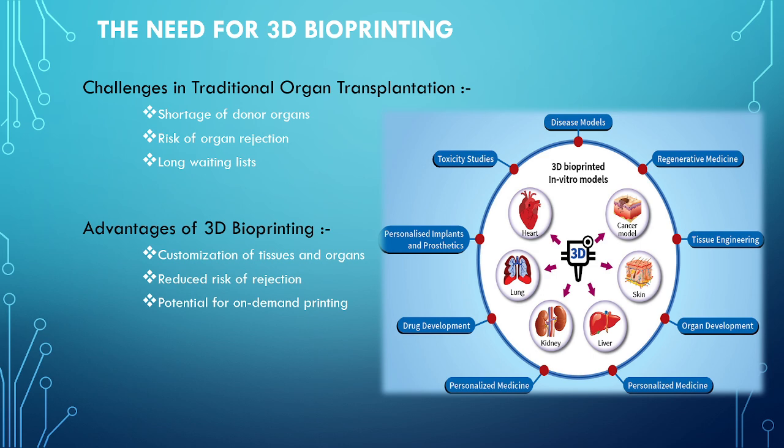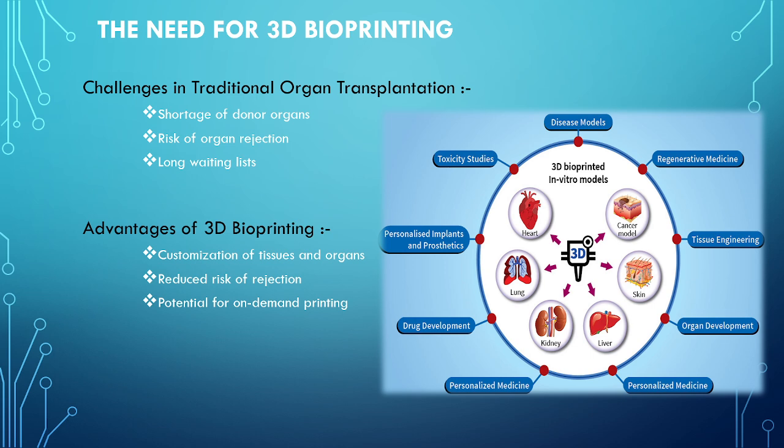Otherwise, if it rejects, it is going to treat it as a third person, as a foreign body, where it is going to secrete unnecessary things, and we are going to face a lot of problems, right? So these are the main problems why we need these technologies in order to make our own organs, right? Shortage of donor organs, risk of organ rejection, and a long waiting list are the major problems we are having in day-to-day life, right?